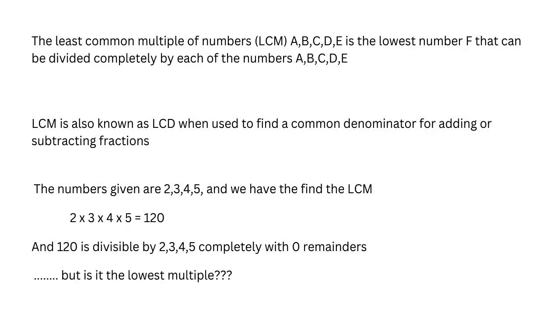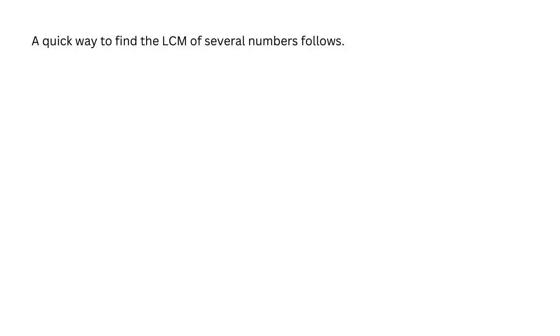But is it the lowest multiple? 3 times 4 times 5 is equal to 60, and 60 is a smaller number that is divisible by 2, 3, 4, and 5. A simple and quick way to find the LCM follows.